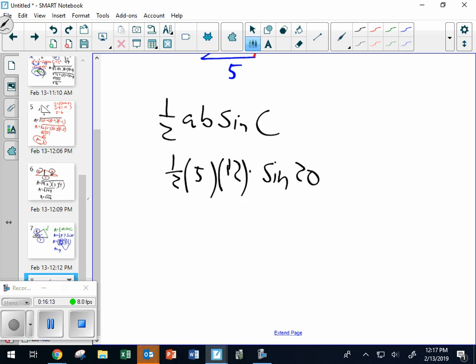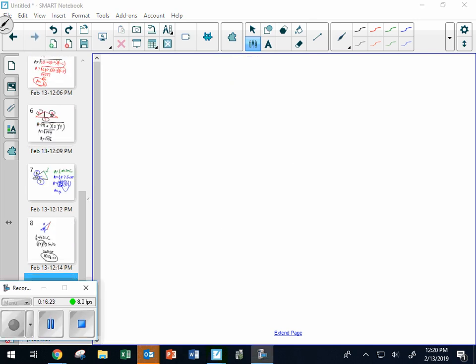I can do a lot of this in my head because I can rearrange it. 1/2 times the 12 is 6. 6 times 5 is 30. Sine of 20. But then I'm going to have to depend on my calculator. Pausing. Okay. Law of sines.